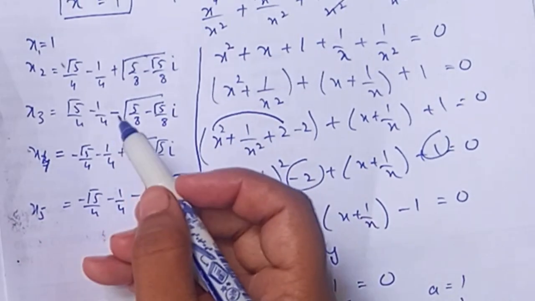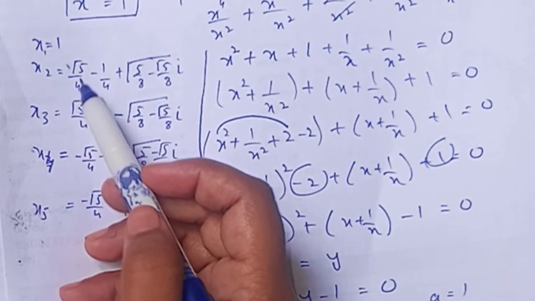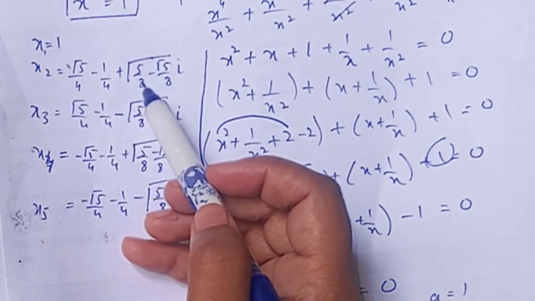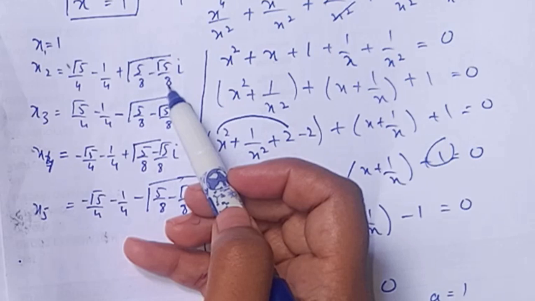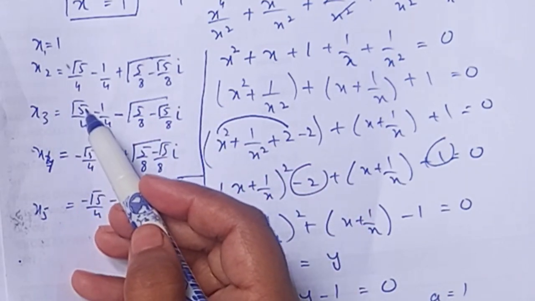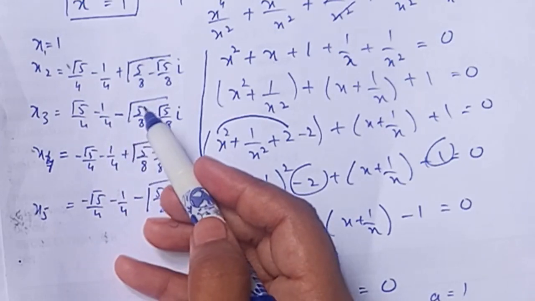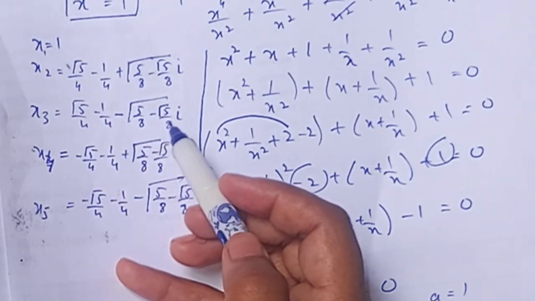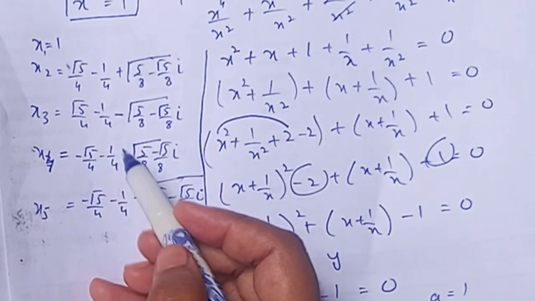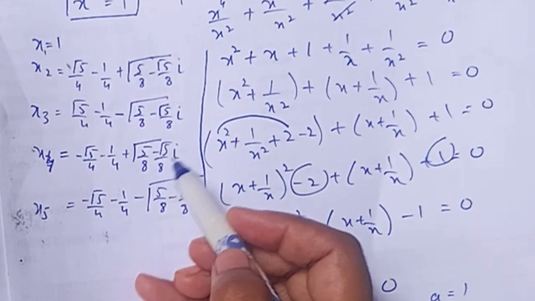So in our question, x1 is equal to 1 and x2 is equal to square root 5 over 4 minus 1 over 4 plus square root 5 over 8 minus square root 5 over 8 iota. The third, x3, is equal to square root 5 over 4 minus 1 over 4 minus square root 5 over 8 minus square root 5 over 8 iota, and x4 is equal to minus 5 over 4 minus 1 over 2 plus square root 5 over 8 minus square root 5 over 8 iota.